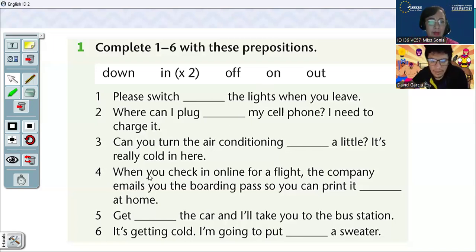And the next one doesn't have that option. When you checked in online for a flight, the company emails you the boarding pass so you can print it at home. And get off the car. It says, I'll take you to the bus station. So get off the car, that would be the opposite. I'll take you to the bus station, right? So get off.